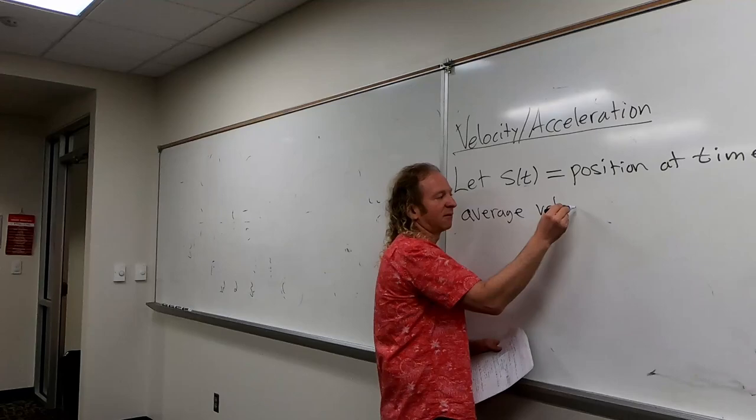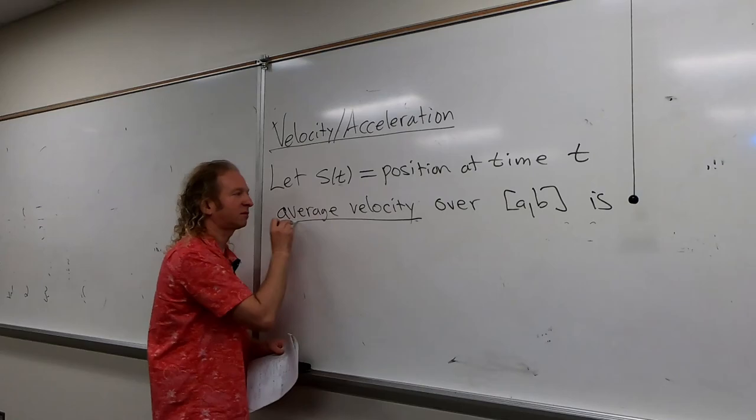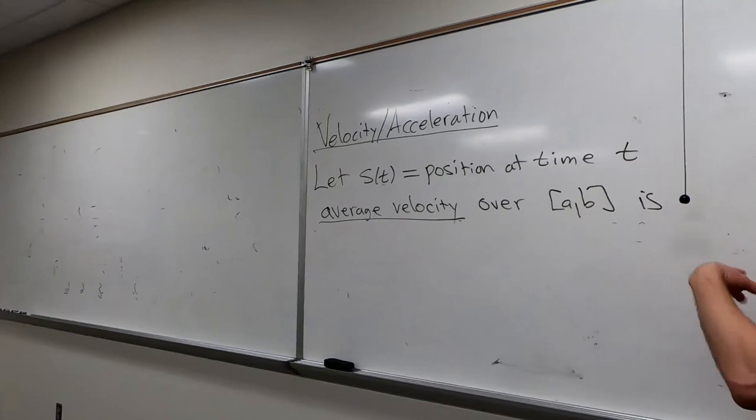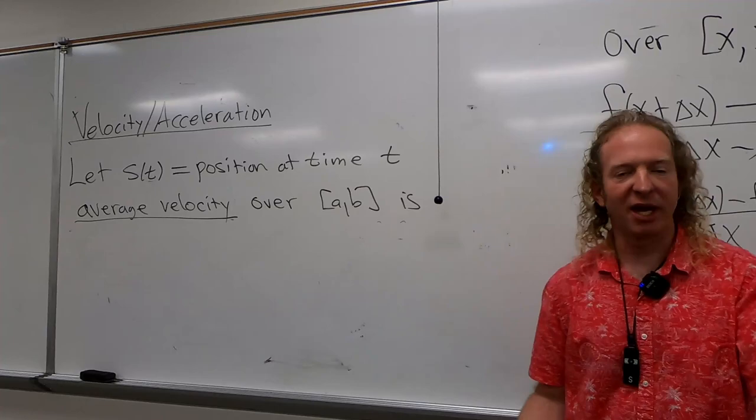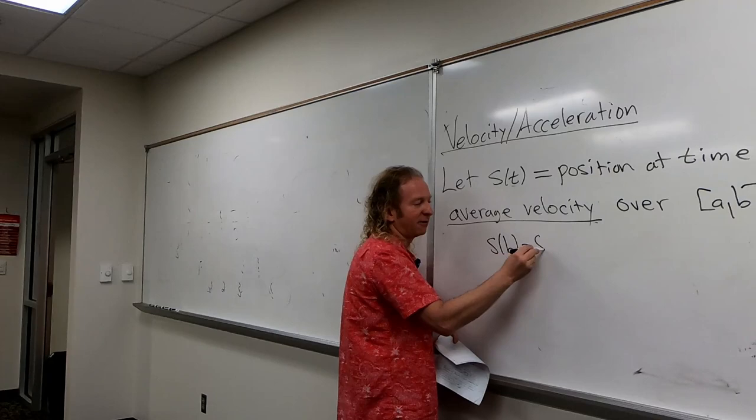The average velocity over AB is... So if it was your function f, the average rate of change, you would just use the formula. You would do f of b minus f of a over b minus a. So here it's s, so you just use this. So when the homework asks for the average velocity, you just use this one, okay? So you do s of b minus s of a over b minus a.